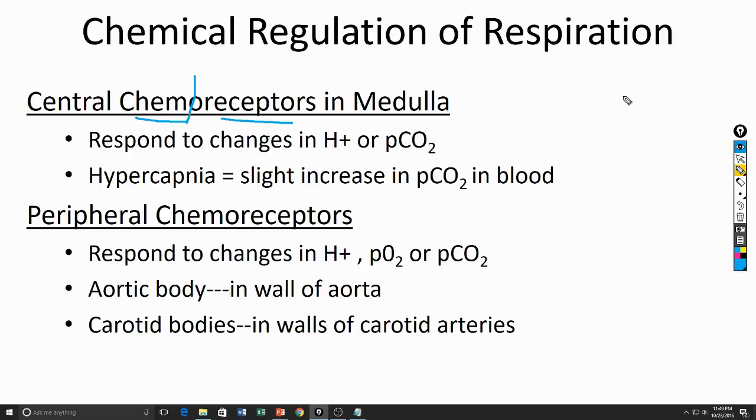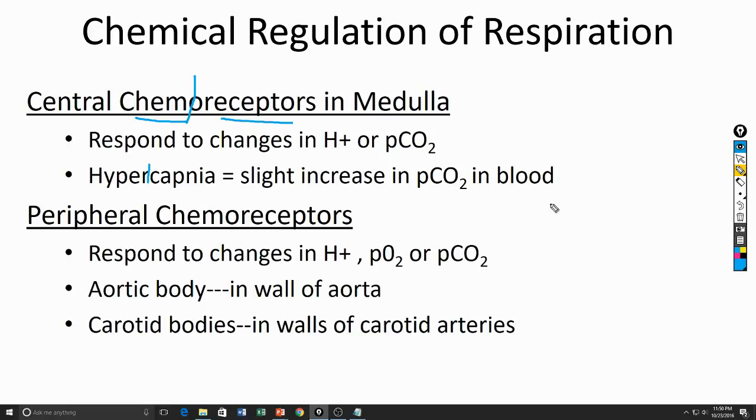Now, terminology: if you ever see this term, hypercapnia, hyper meaning higher, capnia referring to pressure of CO2. Hypercapnia speaks to an increase in CO2 in the blood.